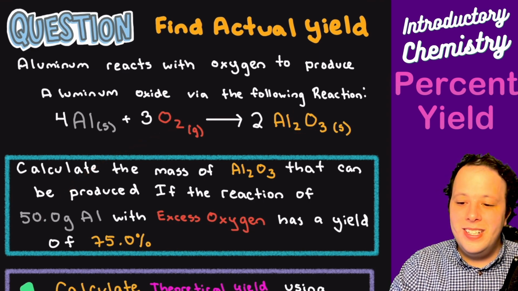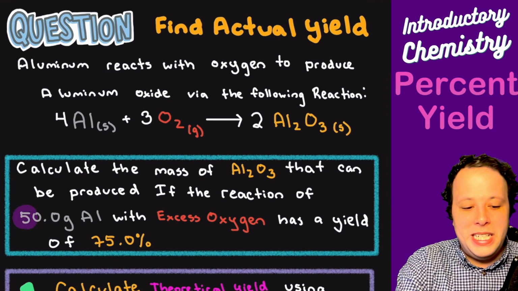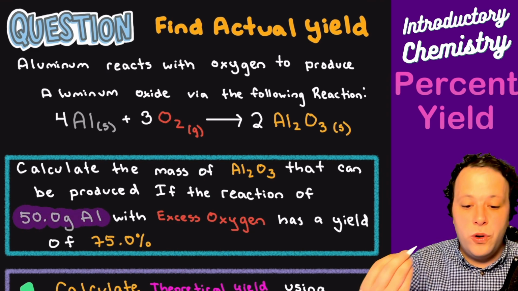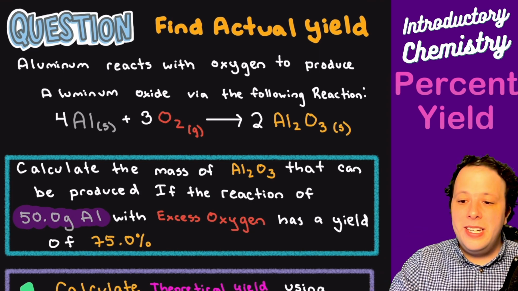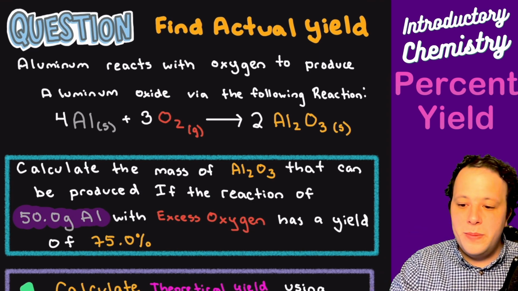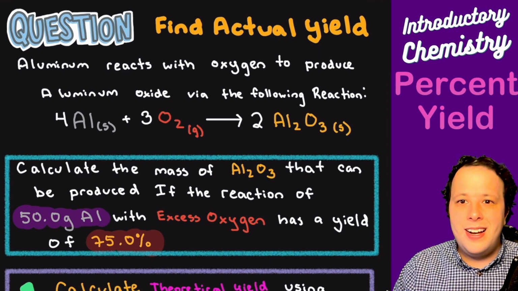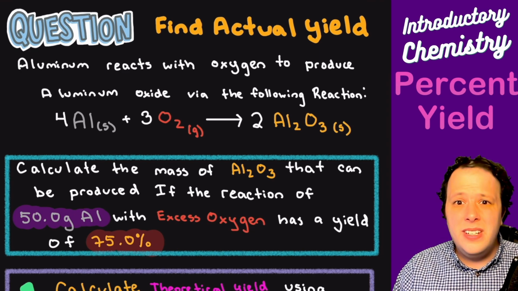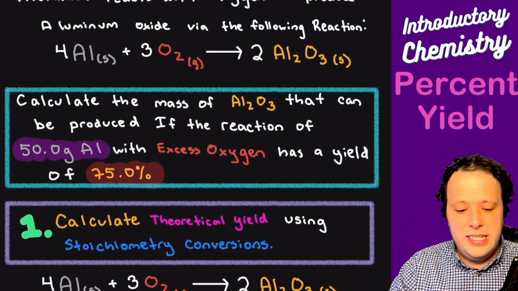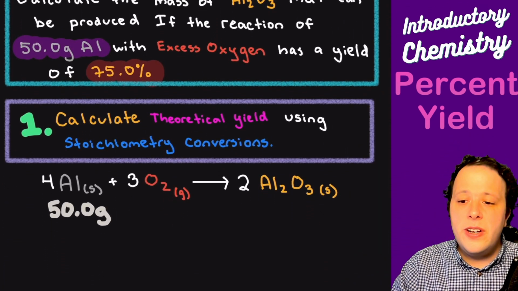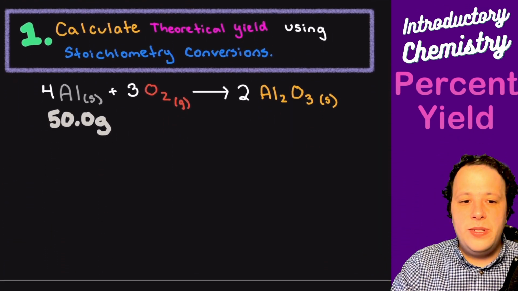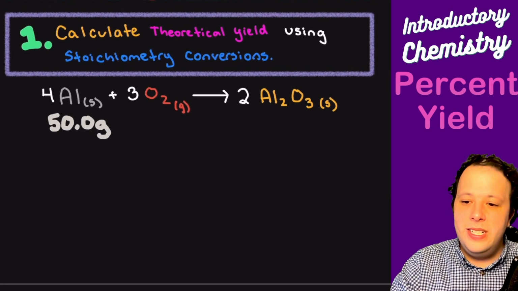So we got to look through what all the important pieces of information are. There's a lot of words here, but we only need a few of these more important terms, which was essentially we have 50 grams of aluminum. Excess oxygen means it's not going to run out. And then we have 75% is what our yield is. So we're starting with 50. So what we're going to do is calculate what that theoretical yield is.